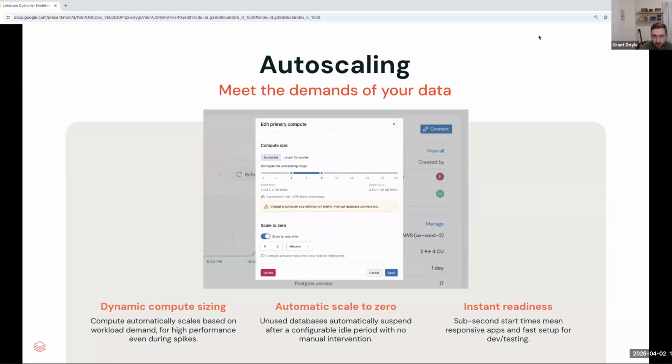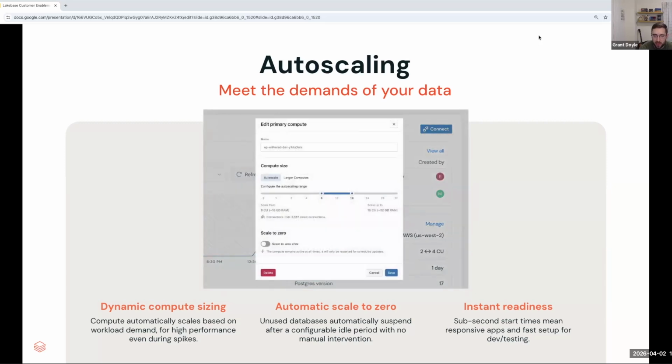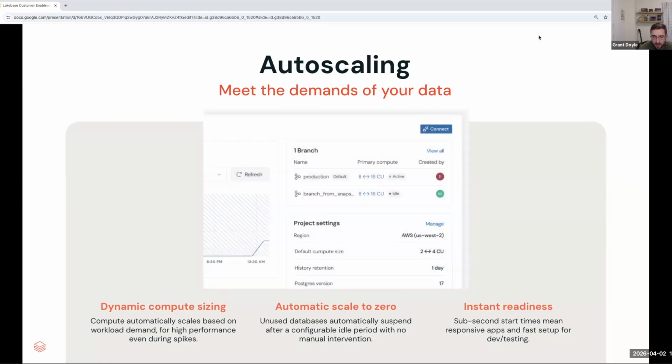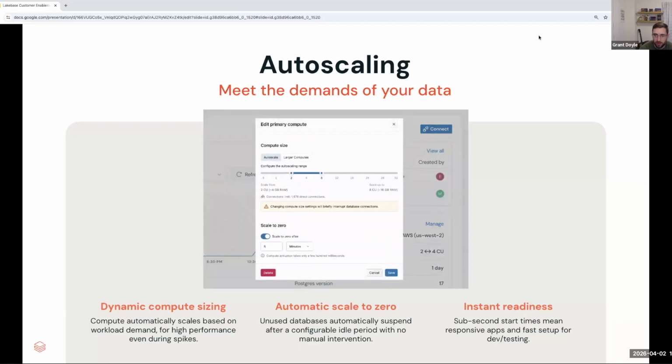We can scale up from 0 in a matter of a couple hundred milliseconds. And we can scale down, I think, as little as 1 minute. That's a range that you can set when you toggle the scale to 0 on. This is also instantly ready. So being able to scale down to 0 in a meaningful way is possible, because you can quickly spin the database back up to service your users.